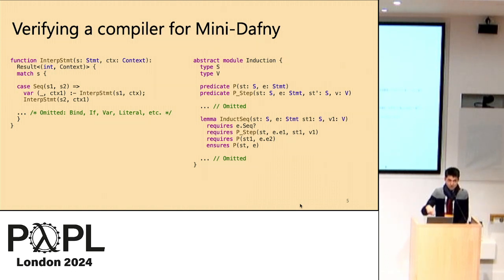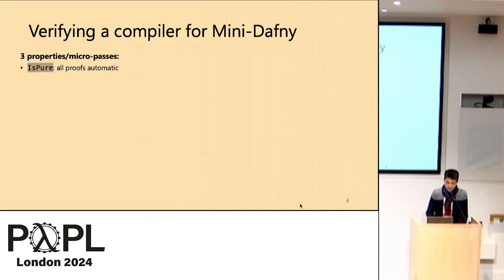So in the lemma for sequence, we mention the intermediate step, which results from evaluating the first element in the sequence. Now, for this Mini-Dafny language, we apply this induction principle on several proofs. For example, we defined a predicate is pure, and we proved that if a statement satisfies is pure, then evaluating this statement leaves the context unchanged.